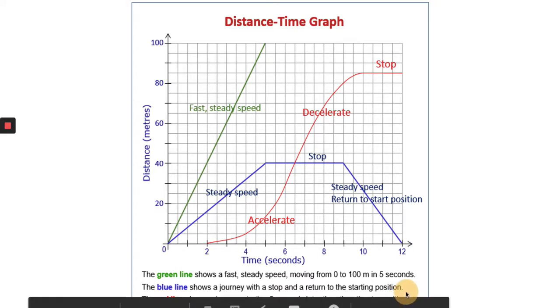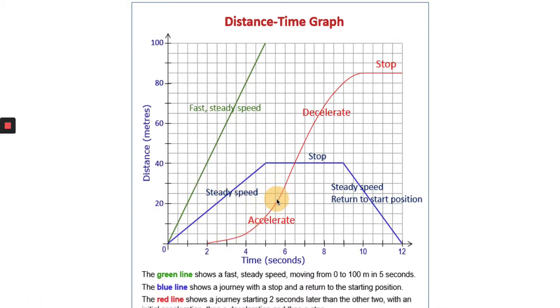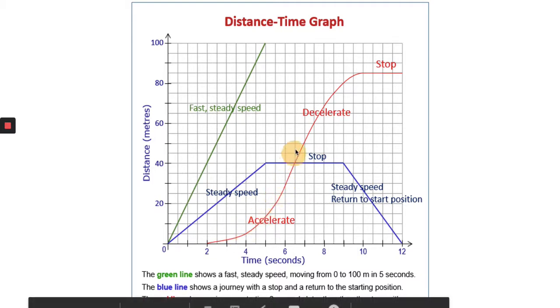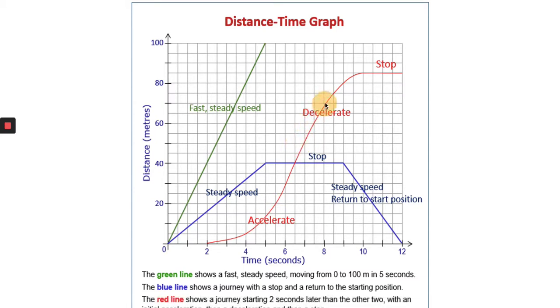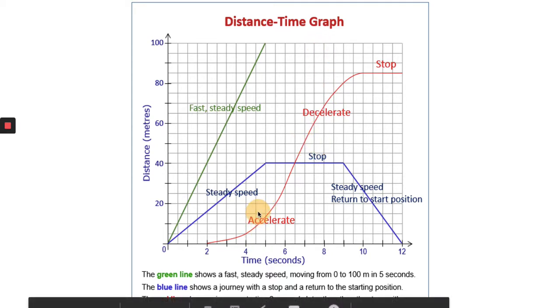And then last but not least, you have the red here where you have an inconsistent or not a steady speed, where the journey here, after about 2 seconds, there's an acceleration where you start to get faster and faster, and then here you start to get a little bit slower because the curve of this line is not going up, you're not traveling as fast as compared to the beginning.